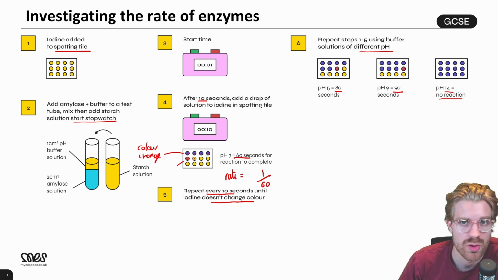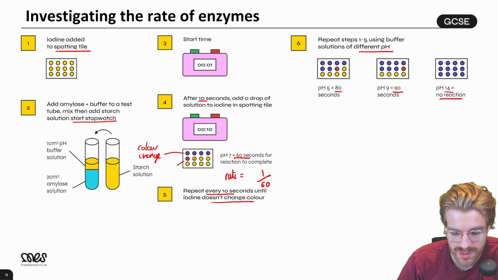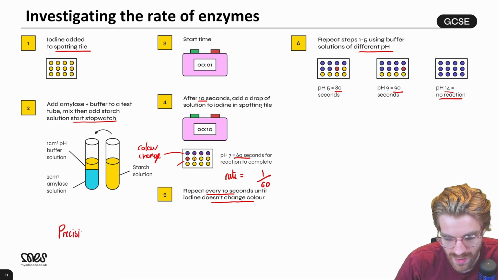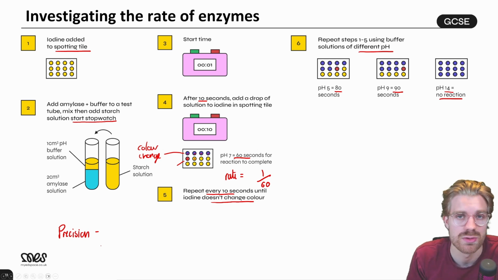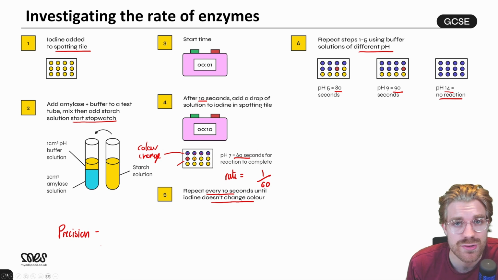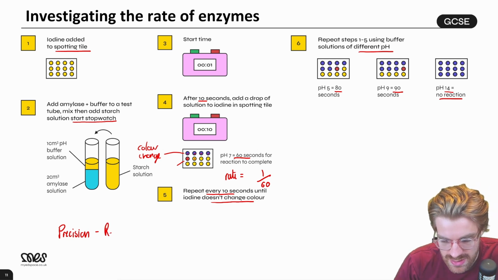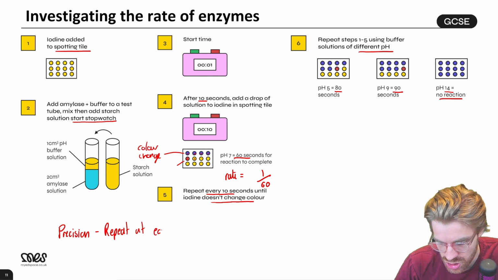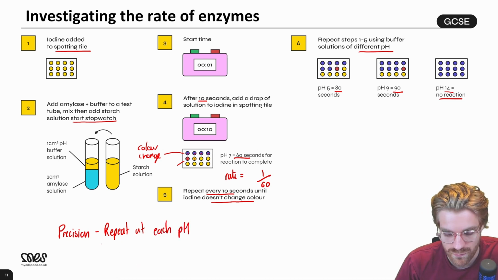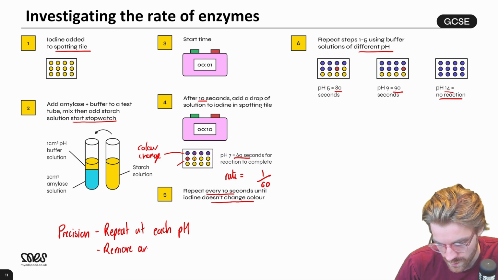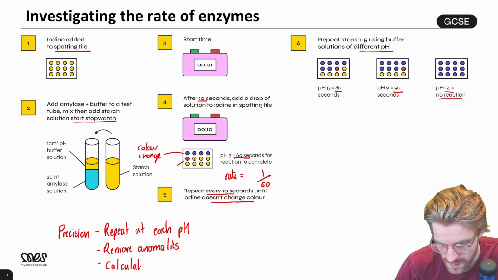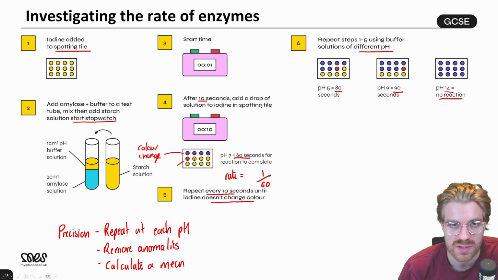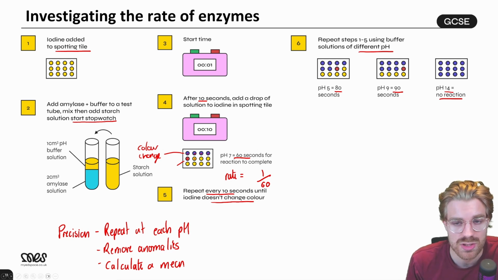We also need to know how we can improve the quality of our results in this investigation. Let's start by talking about how we can improve the precision of our data. Now, our precision is all about how much spread there is in the data caused by random error. And in order to reduce the effect of that random error, I would need to take repeats. So I would repeat at each pH. I could then remove anomalies, and I can then calculate a mean. It's really important that when we answer questions asking about how to improve the precision of the results, we say all three of these things, even if it's only a 1-mark question.